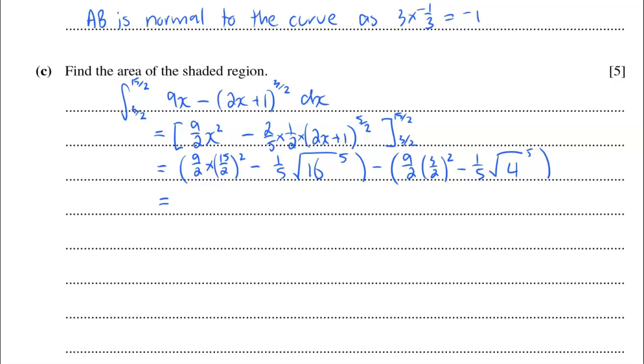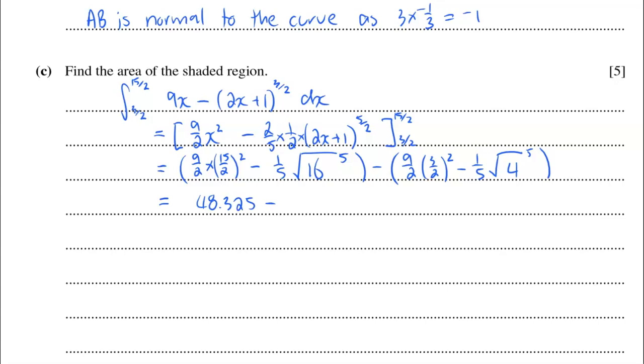Okay, we do have to show our processes a little bit to get the marks. So we've done well so far. We've done the integration and substitution. Let's put the first brackets into our calculator. 9 on 2 times (15 on 2) squared minus, the square root of 16 is 4, so it's 1 on 5 times 4 to the power of 5. And that's going to equal 48.325.